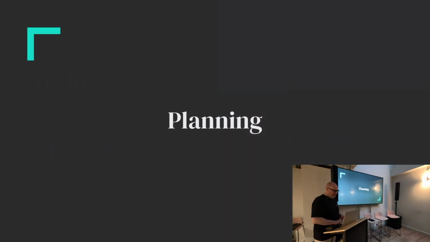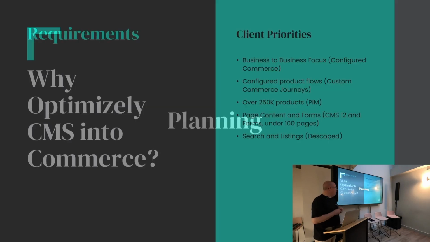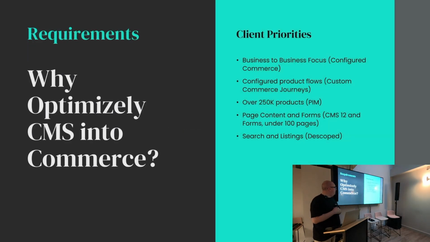So, first of all, the planning list: explaining why we did it. The main customer we did this for came in with a B2B focus, which meant Configured Commerce product. They had a very specific product flow for a specific product, which meant we customized a specific journey for them with a very specific process, but that's not covered in this.